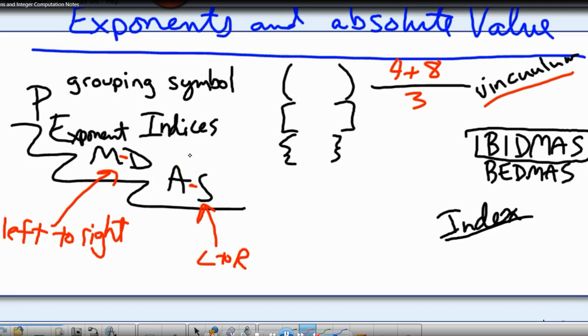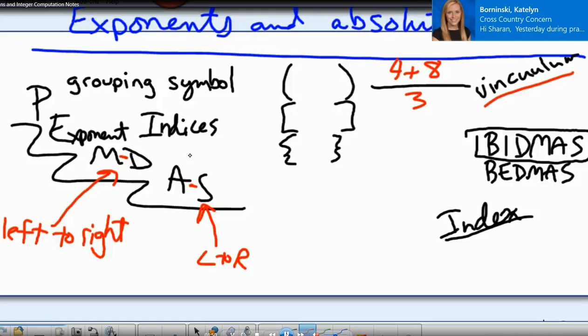Now the multiplication and division and addition and subtraction are of equal level of importance.